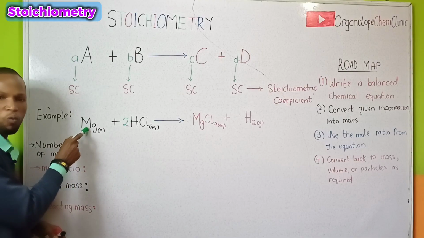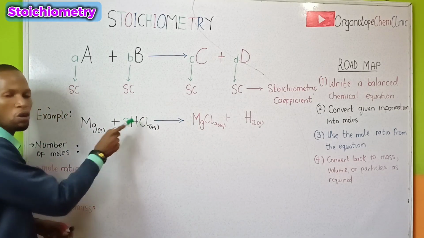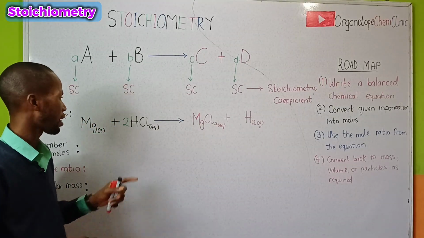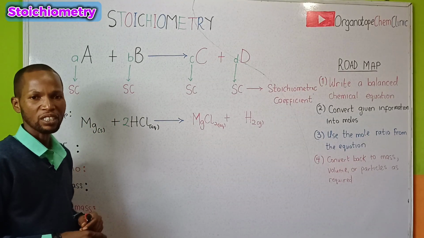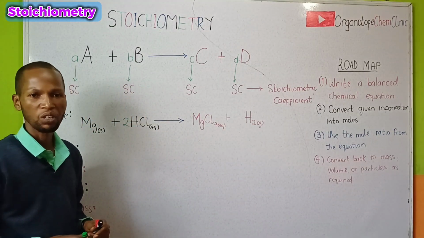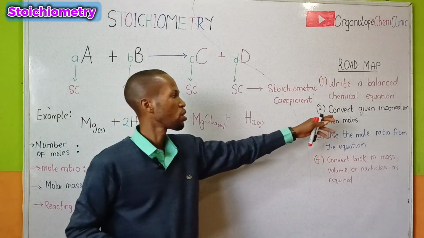Then can we check if the equation is balanced? We have 1 magnesium atom, 2 chlorine atoms right here, 2 chlorine atoms on the product side, 2 hydrogen atoms on the reactant side. We have 2 hydrogen atoms on the product side. So we have a balanced chemical equation. So we move to the next step.